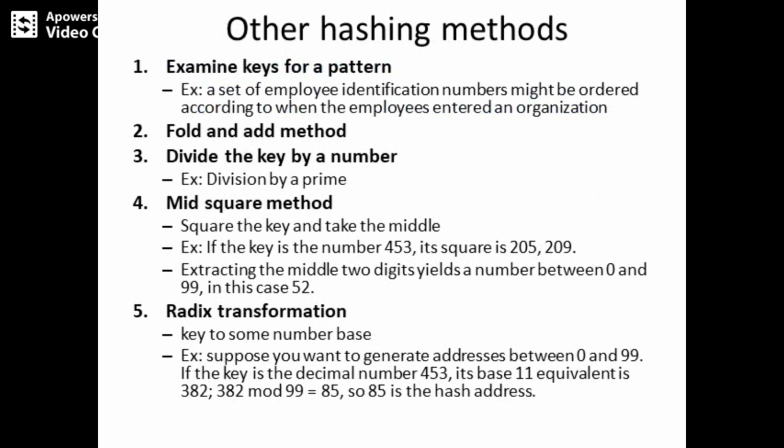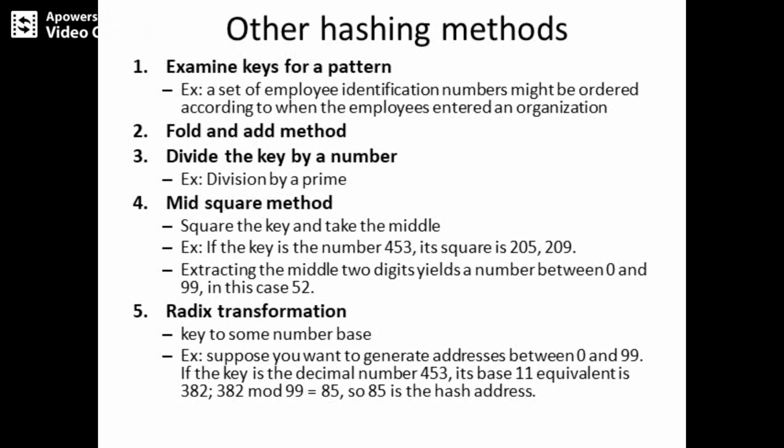So I have 5 different hashing functions. You might have more than that also. So, simple hashing functions here. The first one you can see is examine key for a pattern. That means you will be having a particular pattern and you are going to change it slightly so that you are going to get the address.